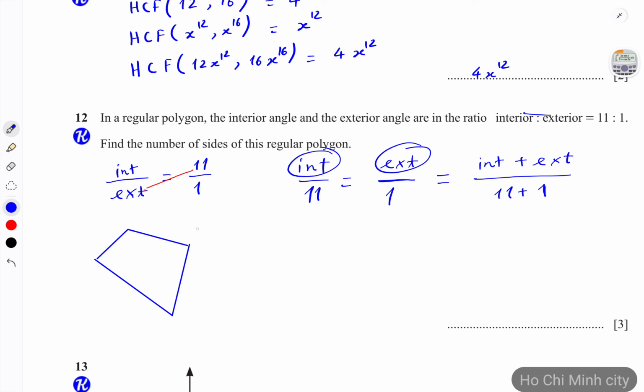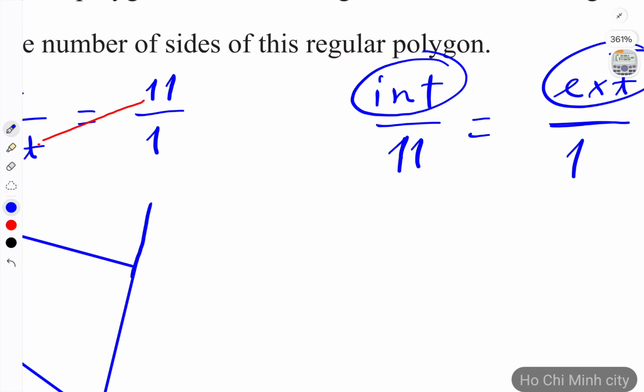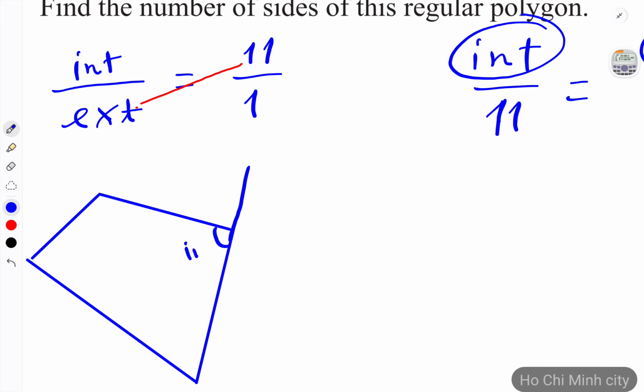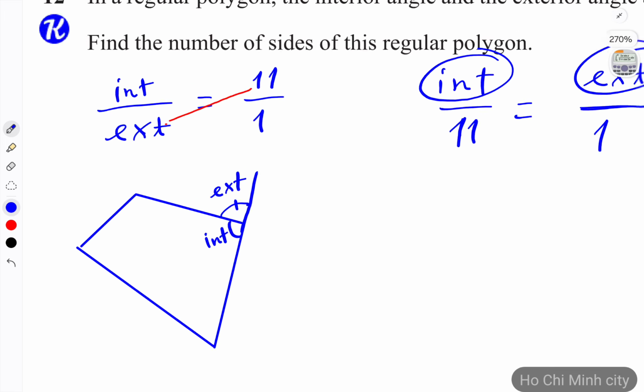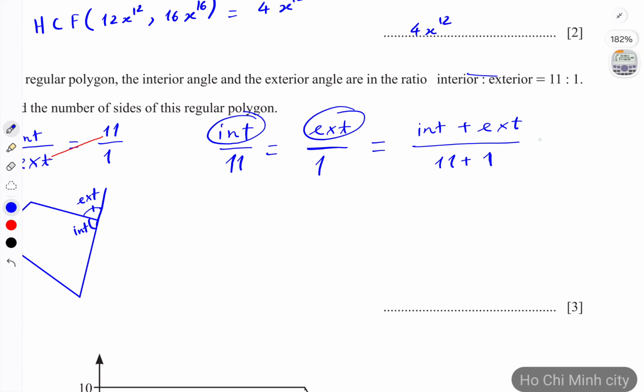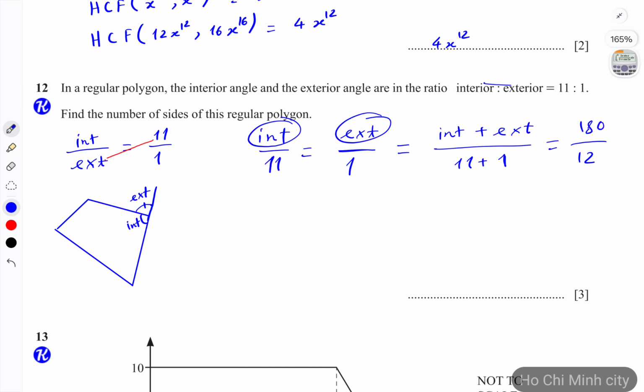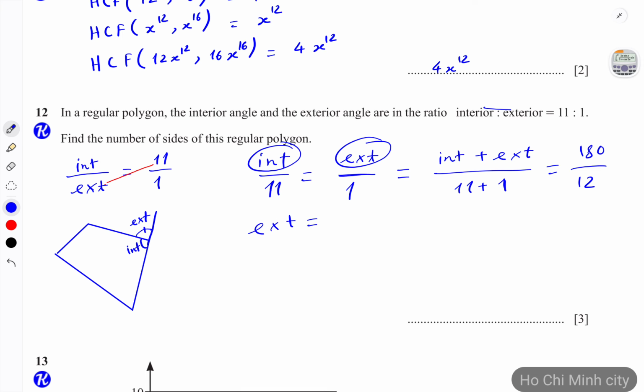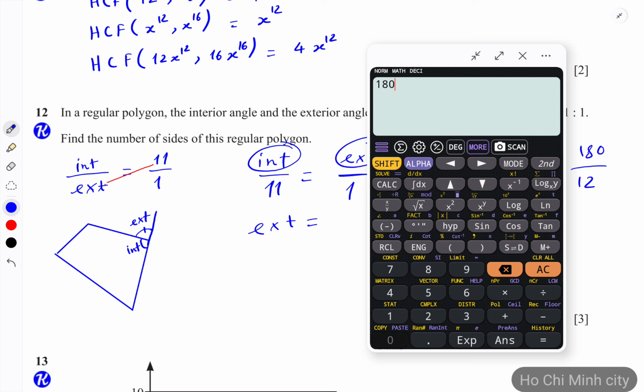All right, so that one would be the interior and that one would be the exterior, right? And the sum of them is 180 degrees. So that one is 180 divided by 12. So now we can easily work out the value of the exterior angle. It's going to be 180 divided by 12, and we have 15.